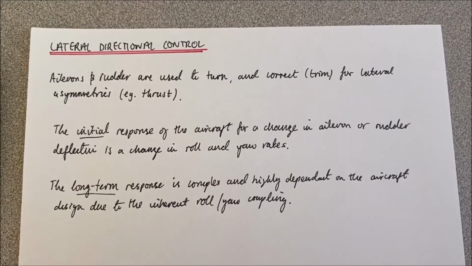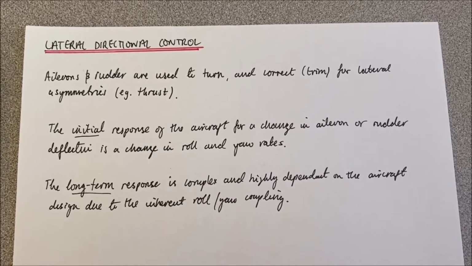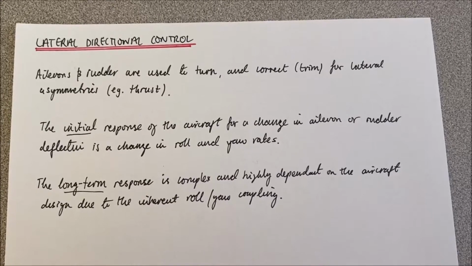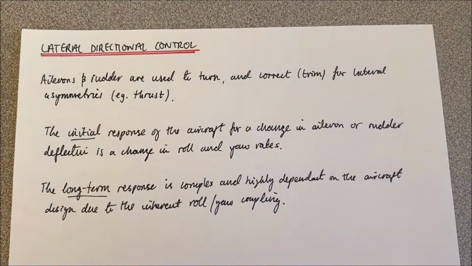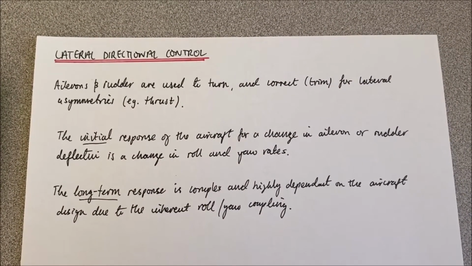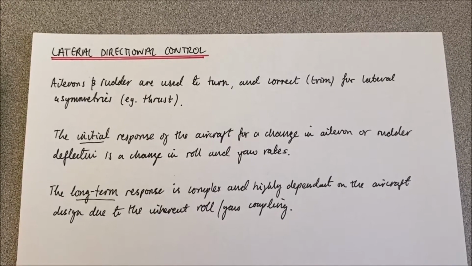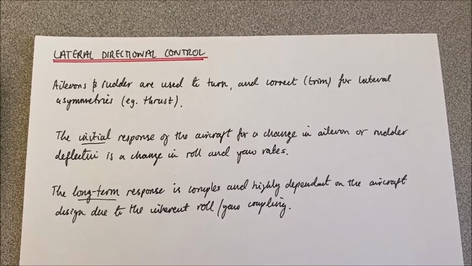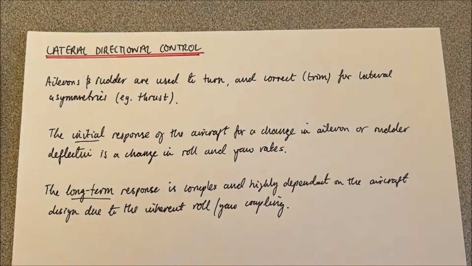Okay, so moving on to the lateral directional controls. Of course, now we're dealing with changes in aileron and rudder angles, and primarily we use them to turn the aircraft, and also sometimes to correct or trim for lateral asymmetry. So think back to our discussions about imbalances in thrust on multi-engined aircraft. For example, the engine out situation, right? We'll use the rudder to trim for that imbalance.